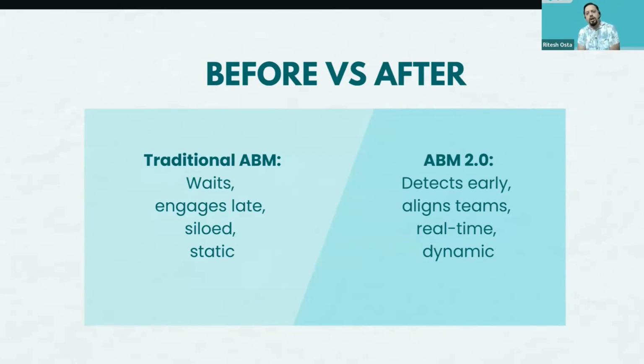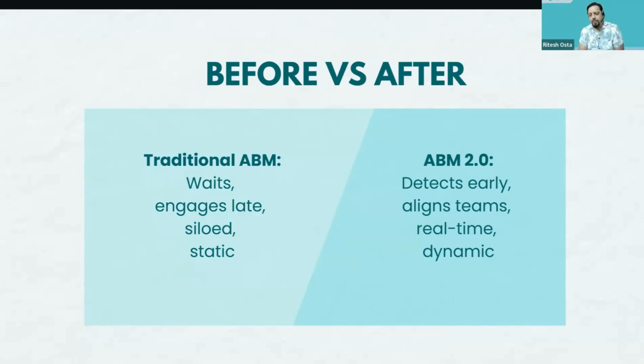ABM 2.0, on the other hand, detects early, detects the signals and the intent, aligns the team quickly. It works in real time, and it is very dynamic. It's very personalized, dynamic, and contextual. That's the major difference between traditional ABM and ABM 2.0.